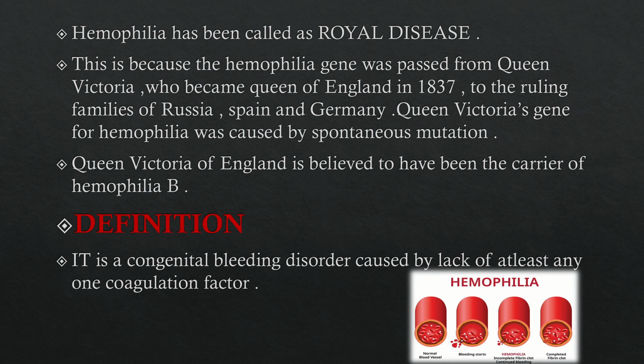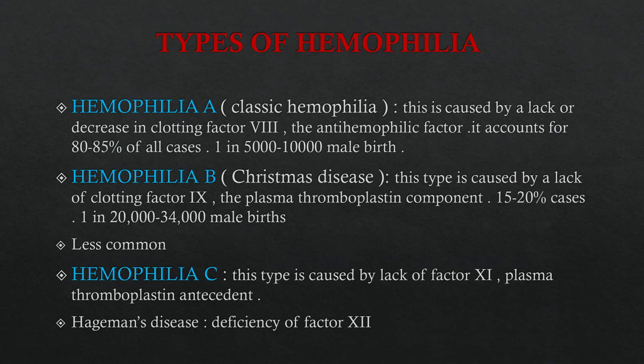Definition. Hemophilia is a congenital bleeding disorder caused by lack of at least any one coagulation factor. Types of hemophilia. Hemophilia A. It is also known as classic hemophilia. This is caused by lack or decrease in clotting factor 8, the anti-hemophilic factor. It accounts for 80 to 85% of all cases and 1 in 5,000 to 10,000 male births are affected.